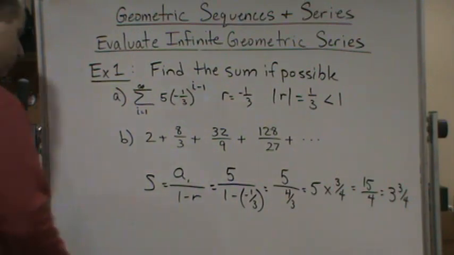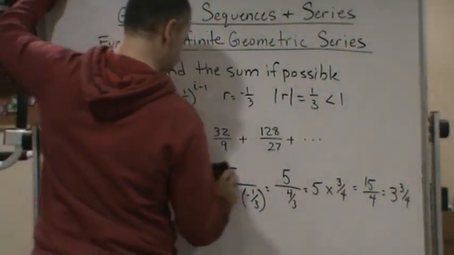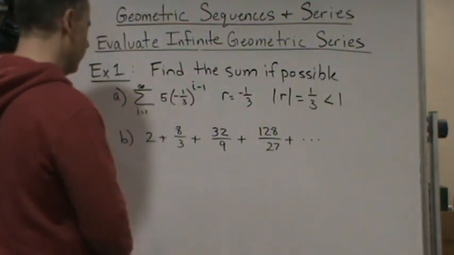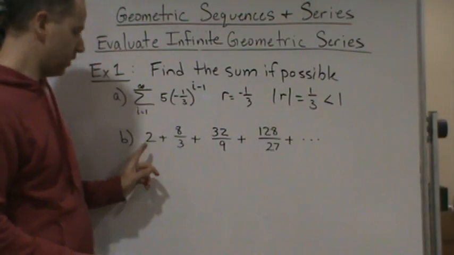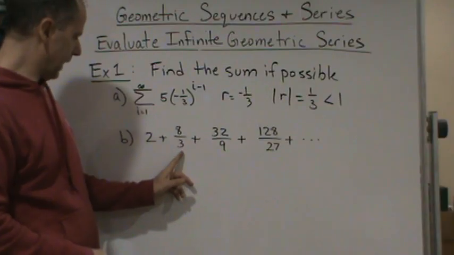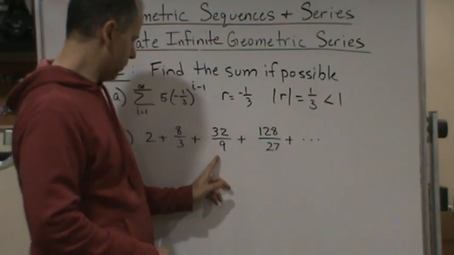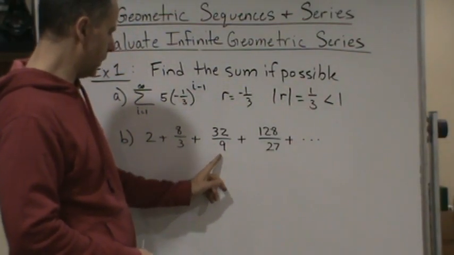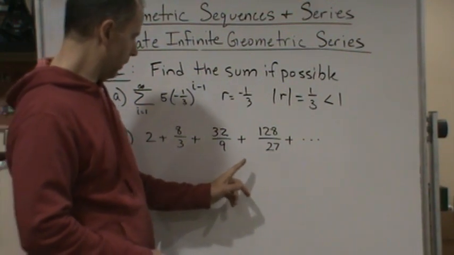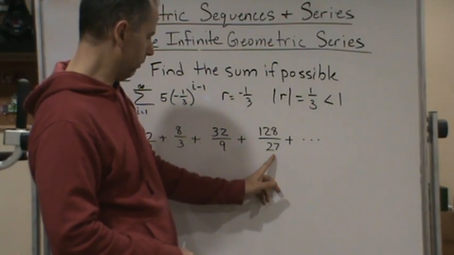All right, not bad. So now, what about part B? Let's look at part B. Now part B, if we look at the terms, the first term is 2. The second term is 8/3, which is 2 2/3. Then it goes to 32/9, which is 3 5/9. And then this is 128/27, which is over 4.